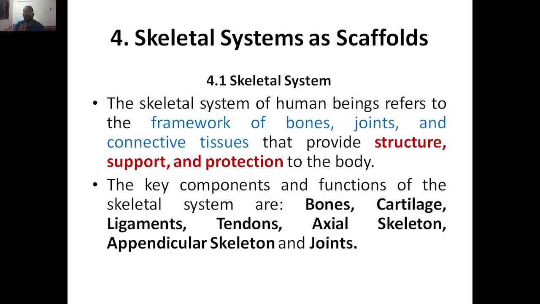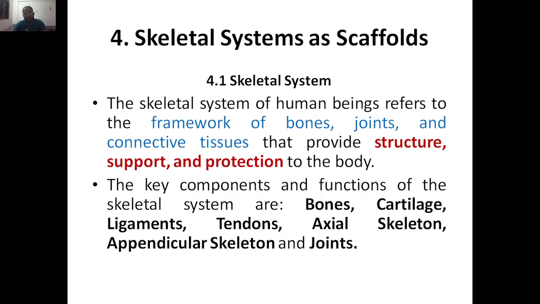There is a separate playlist for model questions, which you can go through and then study. The skeletal system as scaffold is, I guess, the last topic of your Biology for Engineers, because I am taking this module as the last module. I have completed modules 1, 2, 4 and 5. This is the third module, which I have kept as last. So this particular topic is the last, major topic. Under this we have 4 to 5 topics.